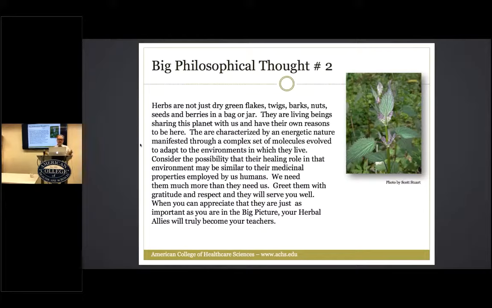When you're out in the woods and you're gathering them or just hiking around, greet them with gratitude and respect, and they will serve you well. When you can appreciate that they are just as important in the big picture as you are, your herbal allies will truly become your teachers.